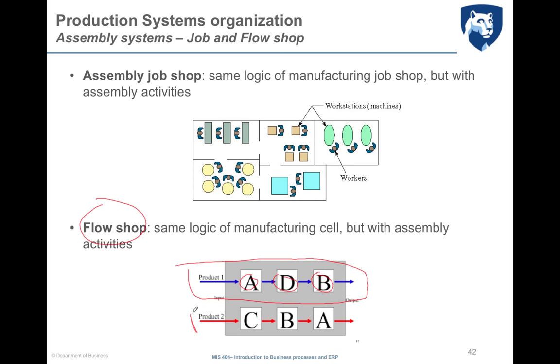Same for product 2. This is the flow shop for product 2, where we have C workstation, B workstation, and A workstation, which are needed to bring the product in its final configuration through different assembly activities.